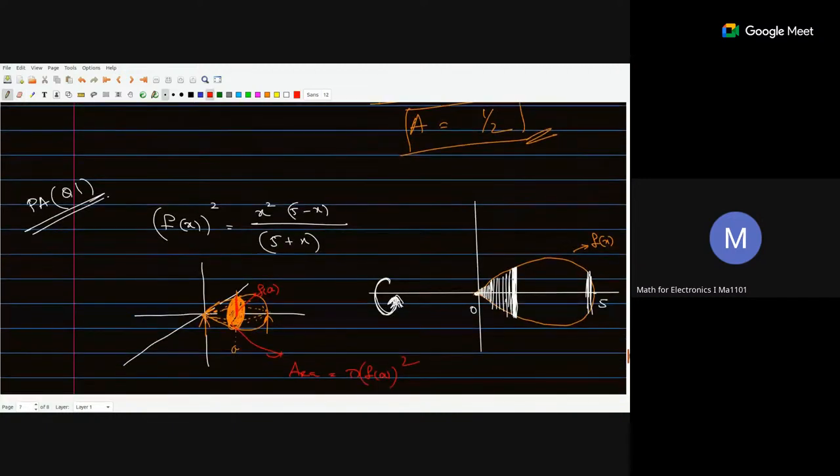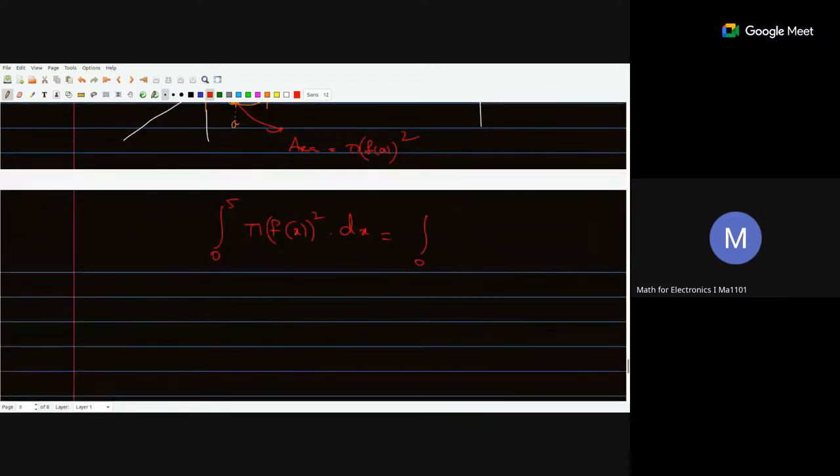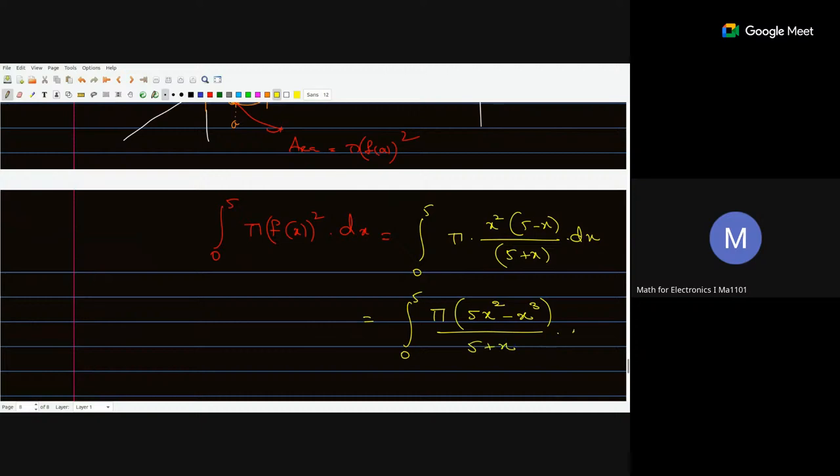Now f of x whole square is given as x square into 5 minus x by 5 plus x. Let's do that. 0 to 5 pi x square into 5 minus x by 5 plus x dx. Now again, the numerator we have x square term, denominator we have x term. So what you do is the same thing which I did previously. In the numerator we have 5x square minus, actually x cube, divided by 5 plus x dx.